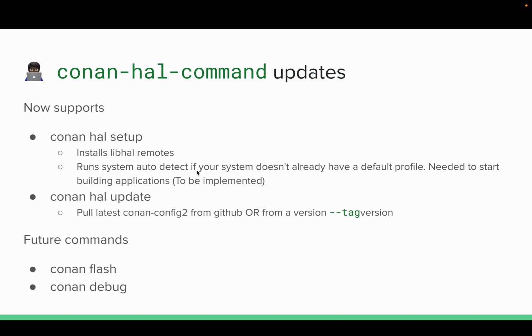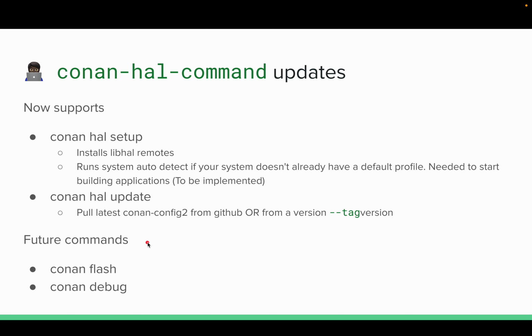All right, so the conan-hal command, officially from config 2, has setup and update commands. I already talked about what setup does. Update will pull the latest Conan config 2 to your local machine. But if there's a specific version you want, you can use --tag in order to access that.